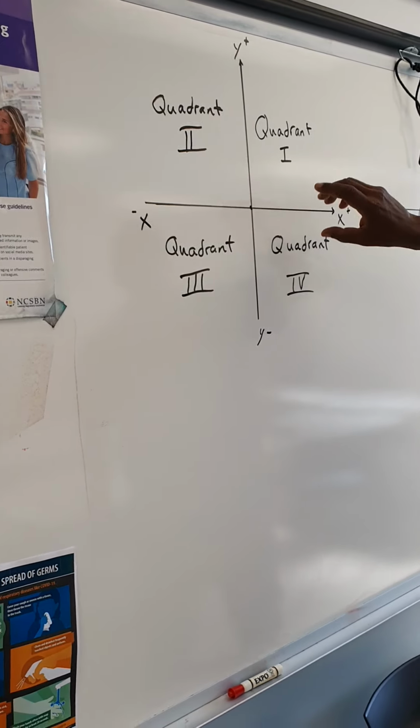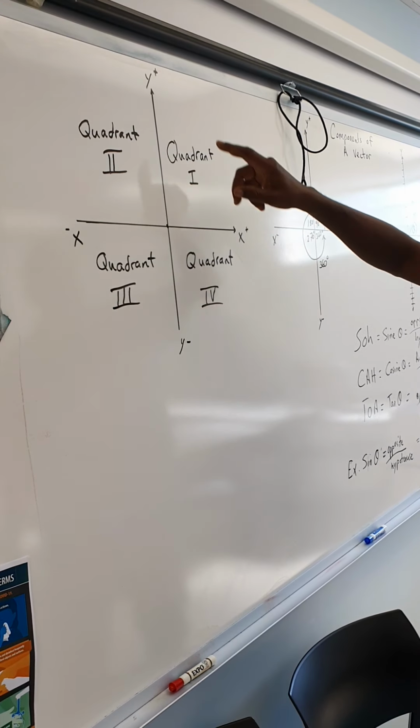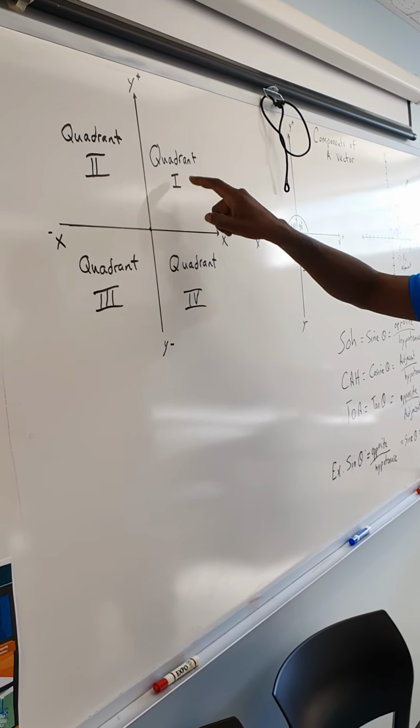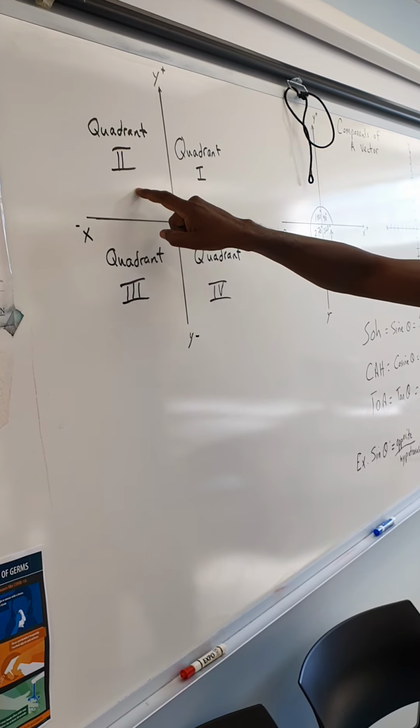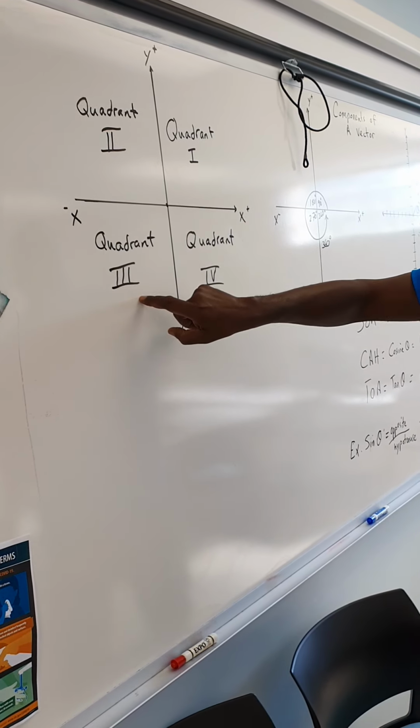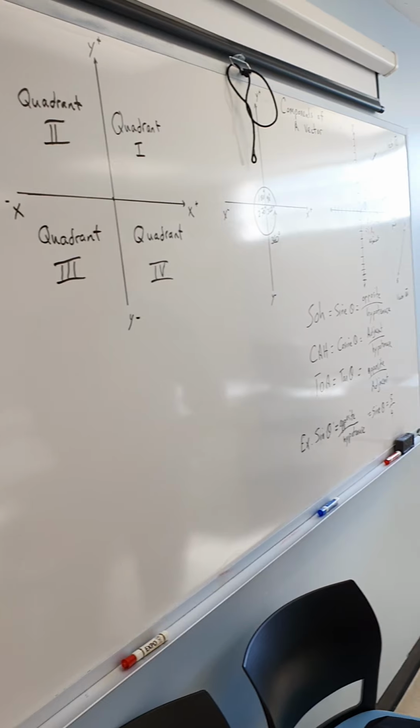The Cartesian coordinate system is sectioned into 4 sections. The first section is known as quadrant 1, going in a counterclockwise direction. And the next one is quadrant 2, quadrant 3, and then quadrant 4.